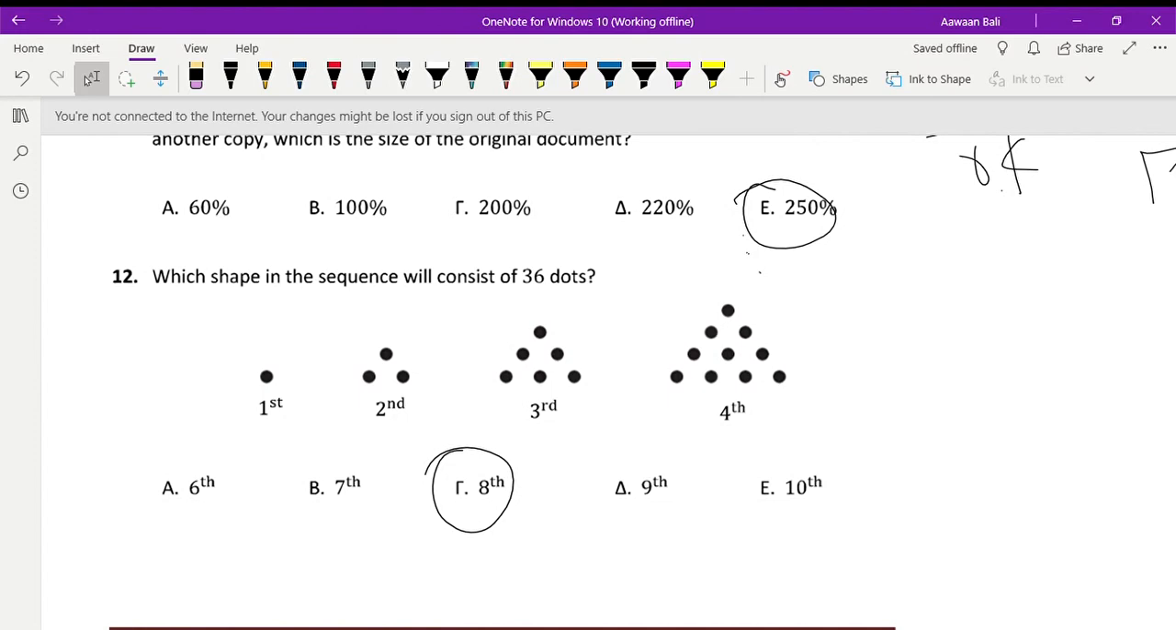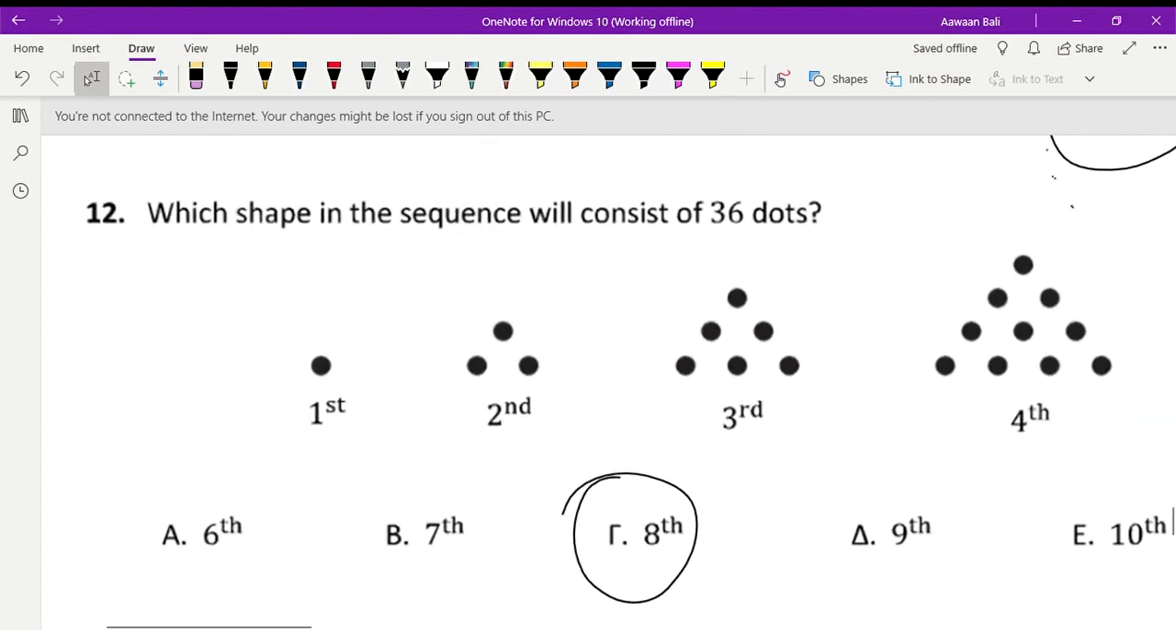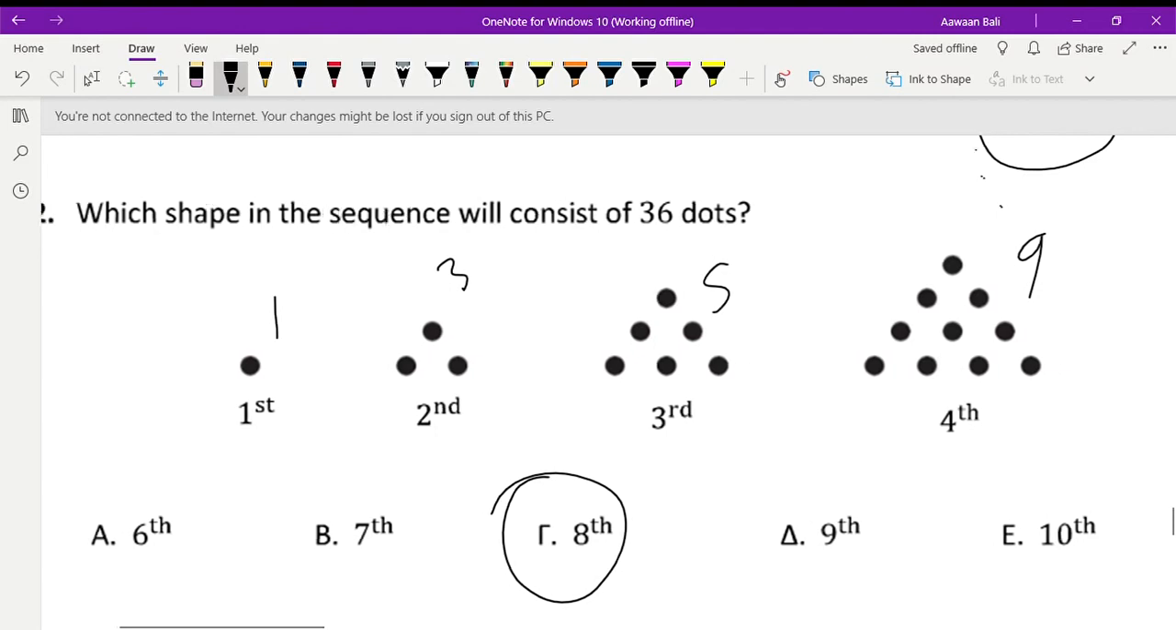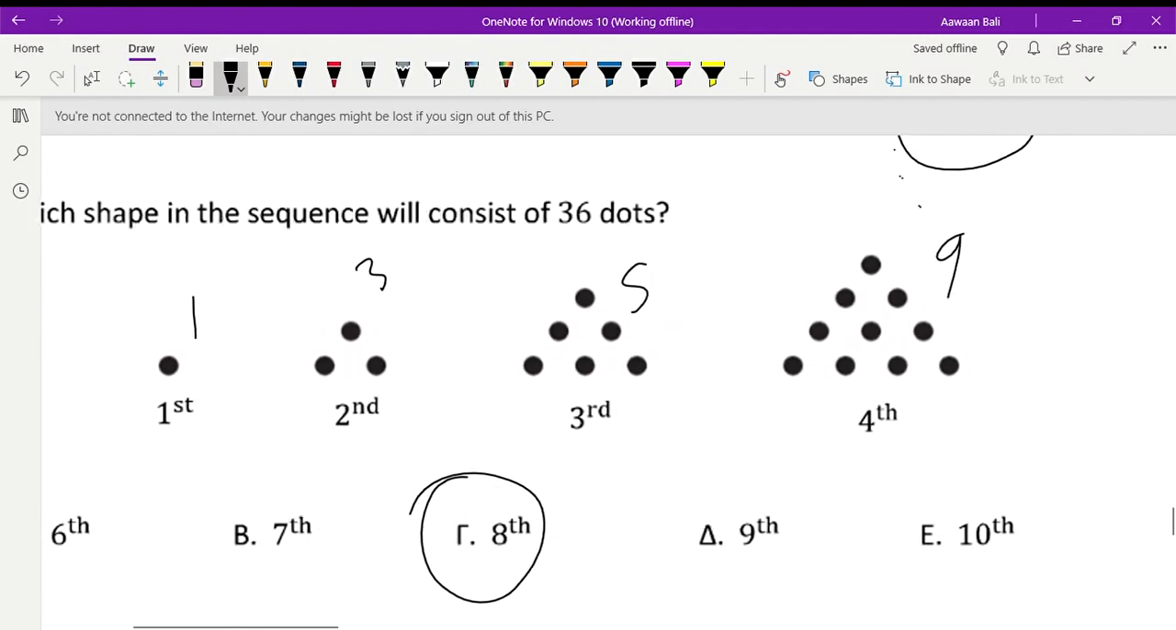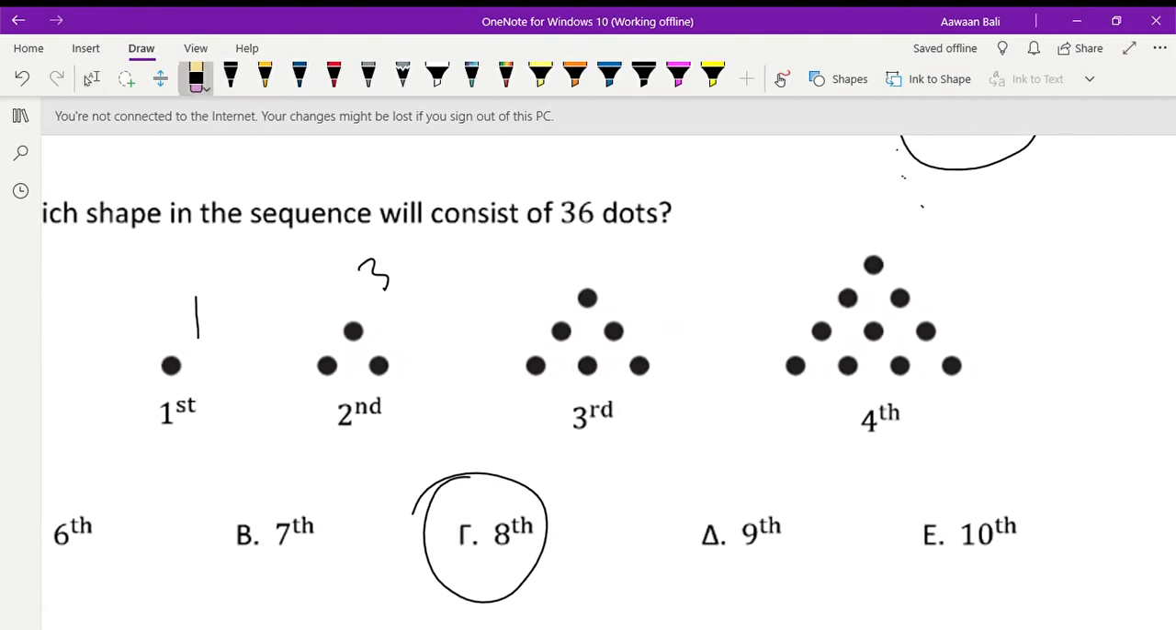Which shape in the sequence will consist of 36 dots? So let's say we have 1, we have 3, we have 6, and then we have 10. The difference is always increasing by 1, so that's plus 2, plus 3, plus 4.